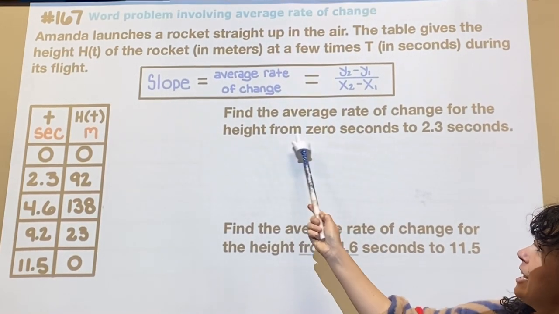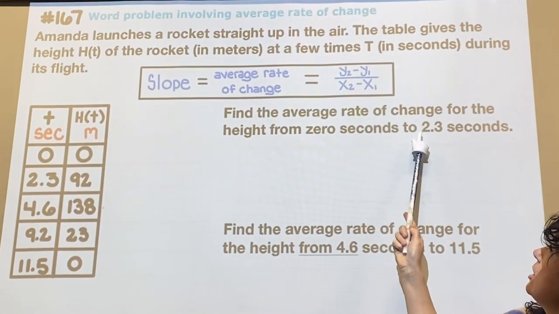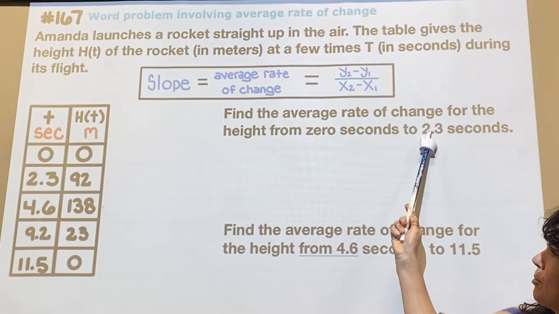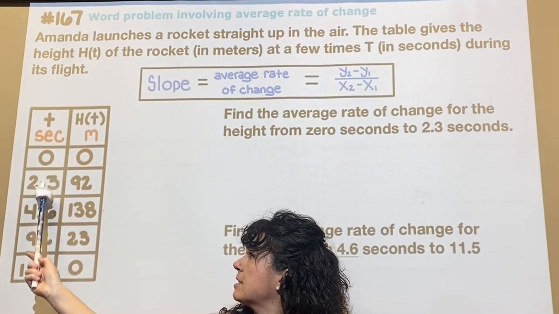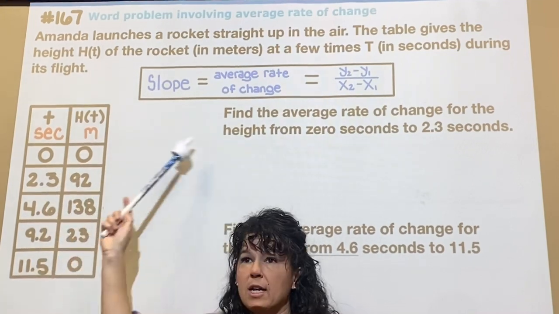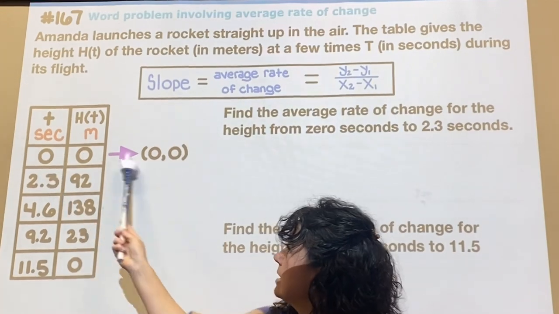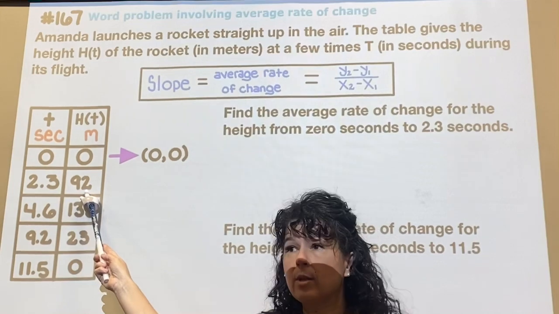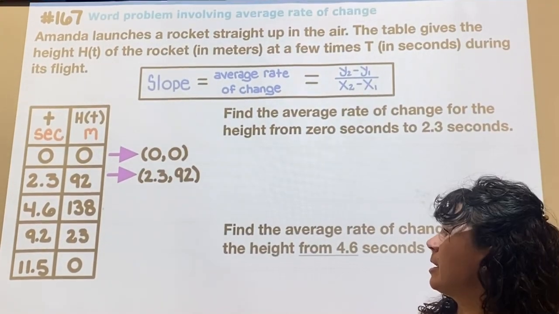Okay, so in this one it says find the average rate of change, find the slope for the height from 0 seconds to 2.3 seconds. So from 0 to 2.3, you want to come over to the table, and right here we have 0 seconds and 2.3 seconds. And so the coordinate is right there in the table. So for 0 seconds, that's 0, 0. And for 2.3 seconds, that goes with 92. So I have 2.3 comma 92.